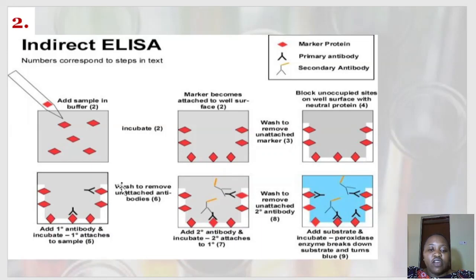Once you have blocked all the regions that don't have any protein, you normally also wash. After that, you add your primary antibody, which we expect to bind to your antigens or proteins. Then you do a wash step to remove any unbound antibodies. Then you add your secondary antibody, which binds to the primary antibody. You wash again to remove unbound secondary antibody. Then you add your substrate, so that the enzyme on your secondary antibody will catalyze the substrate, and in this case the reaction turns blue.